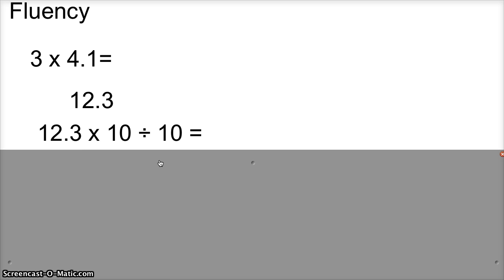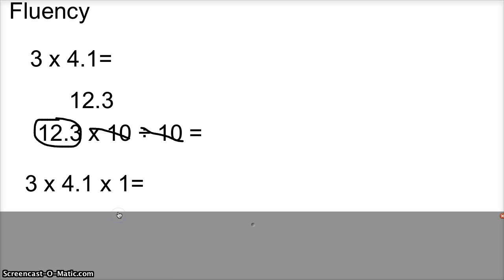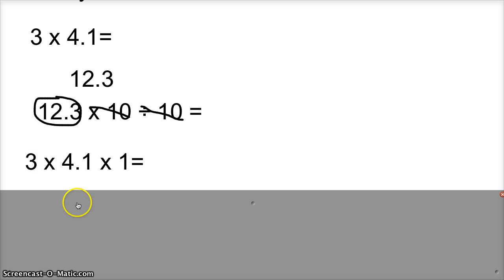It's a little bit of a trick problem because when I'm looking at this, if I multiply by 10 and then divide by 10, it's kind of like they cancel each other out. So I'm left with 12.3. Okay, so let's take a look at this. What if I did 3 times 4.1 times 1? I know that anything times 1 is always going to be itself, so that's basically the same thing as just saying 3 times 4.1, which is 12.3.